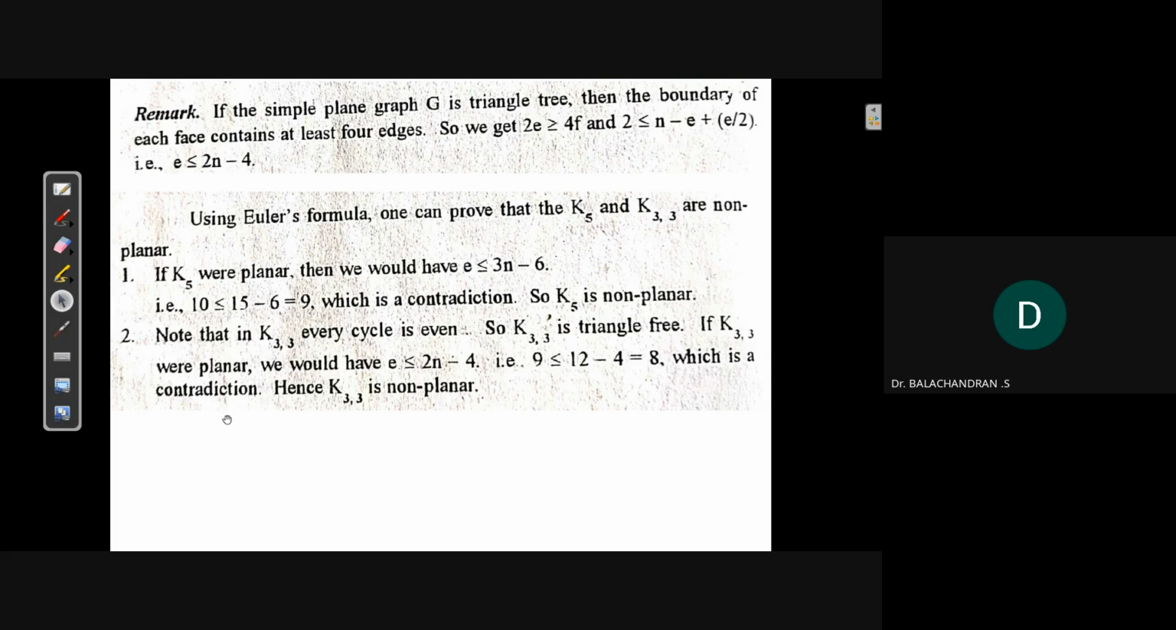So why do we get a contradiction? Because we assumed K3,3 is planar. Hence K3,3 is non-planar, because if you assume K3,3 is planar, we get a contradiction. So hence K3,3 is non-planar.